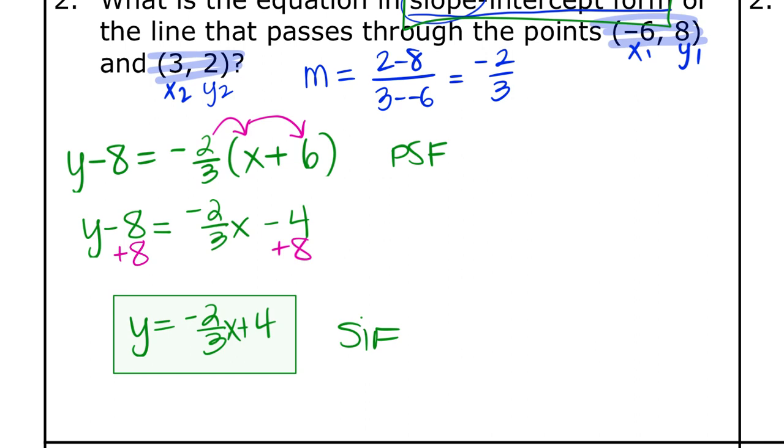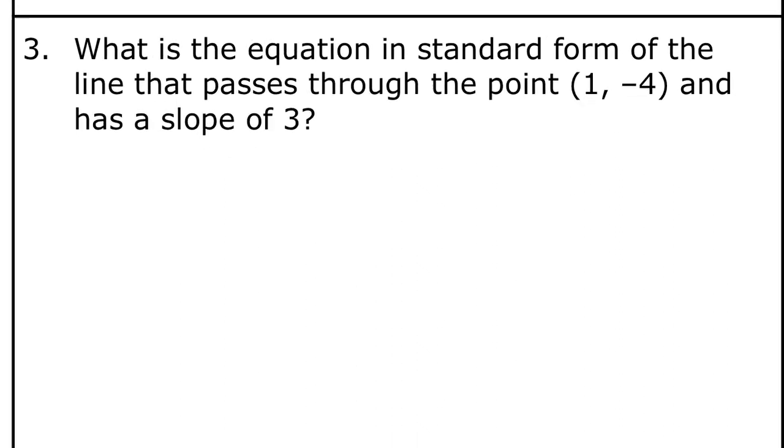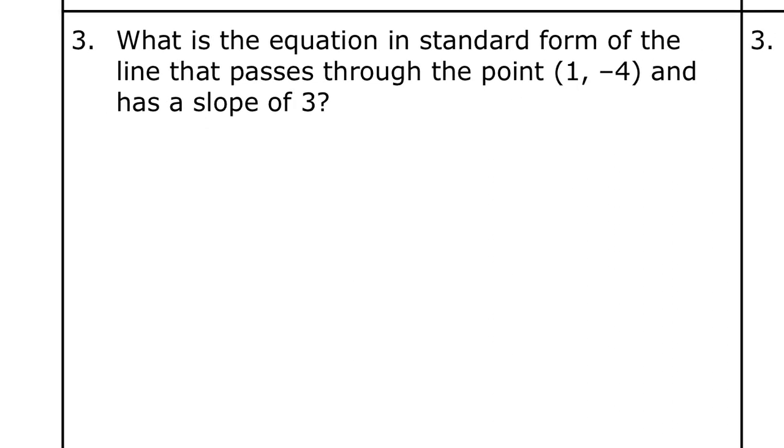Okay, next problem. So it's going even further. So this time, they say, what is the equation in standard form of the line that passes through the point 1, negative 4, so that's going to be x1 and y1, and has a slope of 3. Slope is always m.